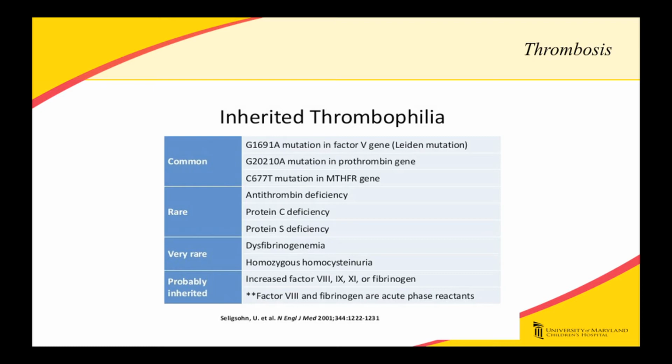Your factor V Leiden, your prothrombin. MTHFR gene we look at when you have an elevated homocysteine level, antithrombin 3 deficiency, protein C and S, a dysfibrinogenemia, homozygous homocysteinuria, and then sometimes really high factor VIII can increase your risk of clotting, but you have to be sure to repeat that, because that can also be an acute phase reactant.